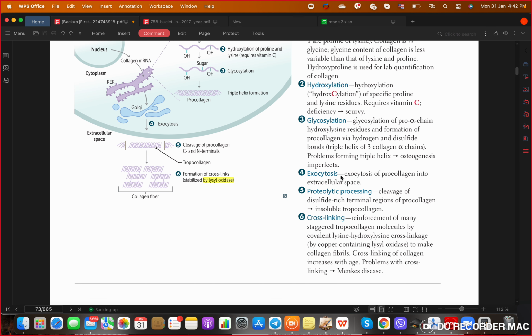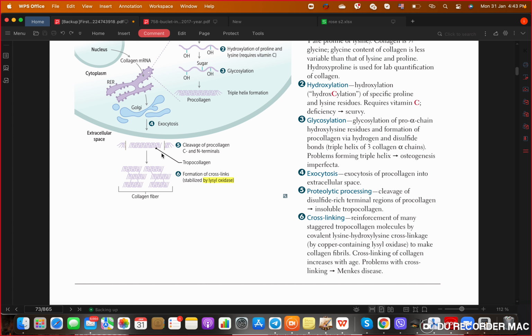So then we have something called exocytosis. Exocytosis of procollagen into the extracellular space. So we have the procollagen going to the extracellular space, going outside basically. By clathrin, right, Doc? Lysosomes? Yep, absolutely. So now it's Golgi apparatus to lysosomes or Golgi apparatus to the cell membrane. So now it's kicked outside.